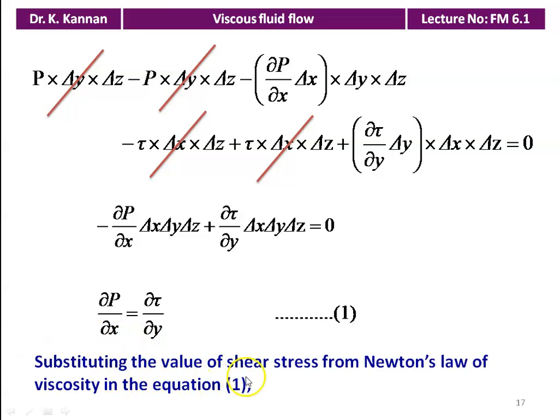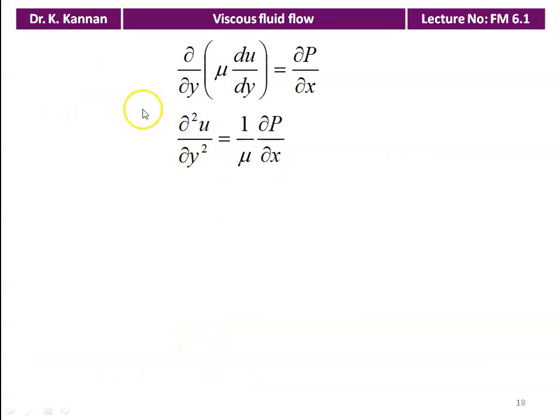So, substituting the value of shear stress from Newton's law of viscosity in equation 1. We already know tau equals mu into dou u by dou y. Now, you substitute: dou by dou y of mu into dou u by dou y equals dou p by dou x. So, dou square u by dou y square equals 1 by mu dou p by dou x. So, this is the equation. Now, you have to integrate and find out the velocity.